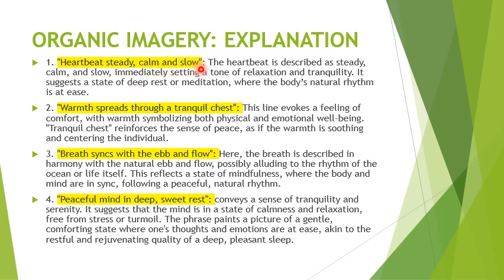Heartbeat steady, calm, and slow. The heartbeat is described as steady, calm, and slow, immediately setting a tone of relaxation and tranquility. It suggests a state of deep rest or meditation where the body's natural rhythm is at ease. Warmth spreads through a tranquil chest. This line evokes a feeling of comfort, with warmth symbolizing both physical and emotional well-being. Tranquil chest reinforces the sense of peace, as if the warmth is soothing and centering the individual.